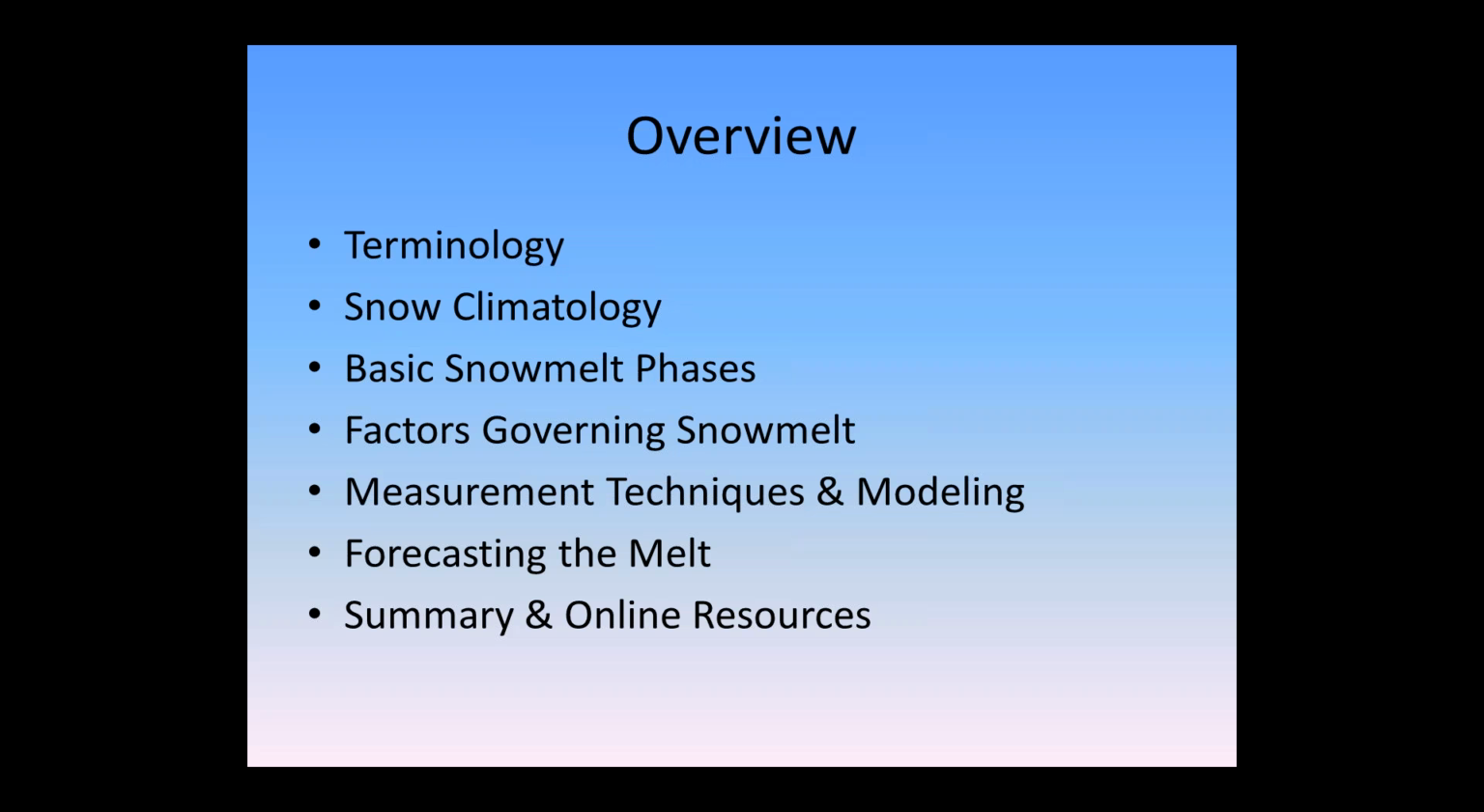Then we'll go on to some basic snowmelt phases. There are three primary phases I'll go through on how snow goes through the melting process in the springtime. Then we'll move on to factors that heavily govern the snowmelt. There's a variety of them, but I'll cover some of the more key ones about how the snow melts and what makes it melt. Then we'll move on to some measurement techniques used to measure the snow and some modeling efforts to predict the snowmelt when it is about to occur.